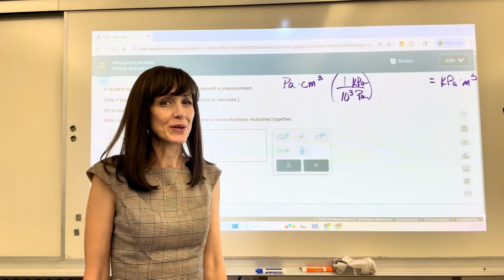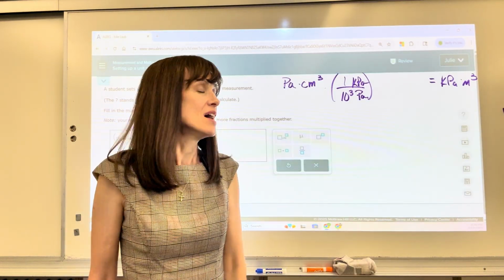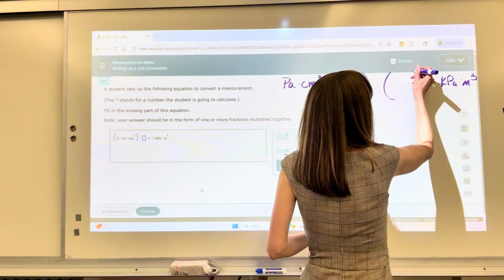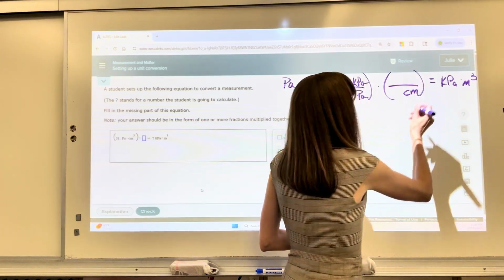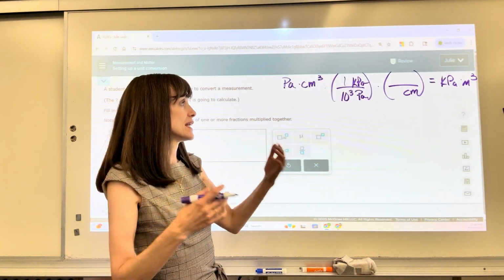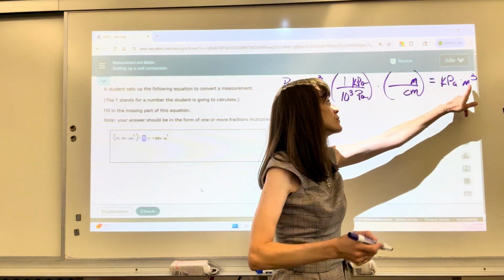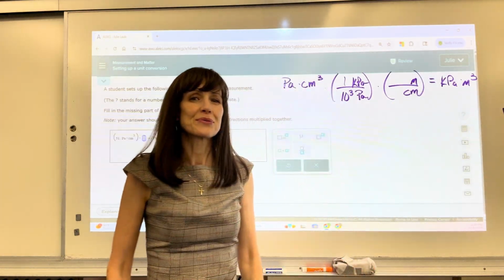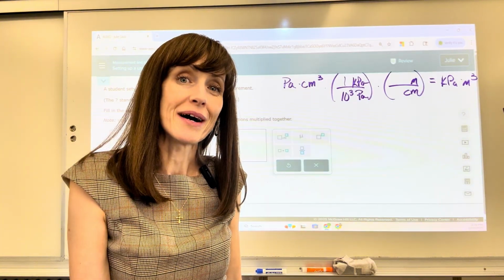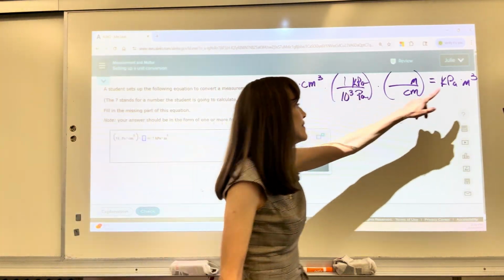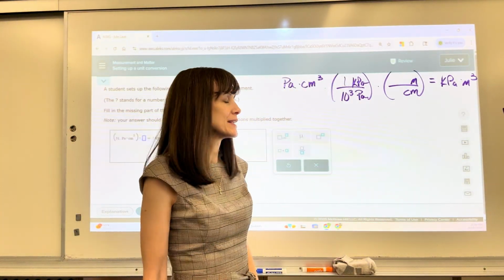Oh, and I like this centimeter cubed because it's a little tricky. I want to get rid of centimeters, so that's going to go in the denominator, and I want to end with meters, so that goes in the numerator. Notice centimeters will cancel, I'll end with meters. If you look really close though, there's no cube on that. And there's a cube and there's a cube. Keep that in your mind.